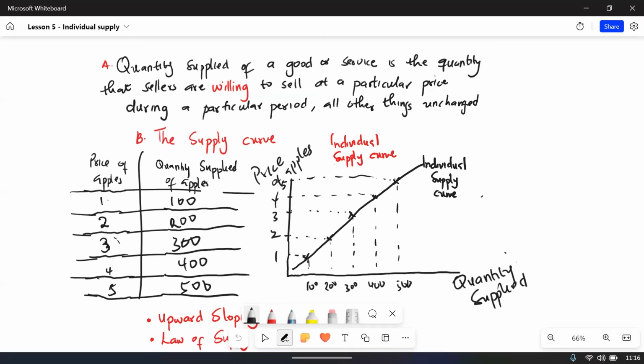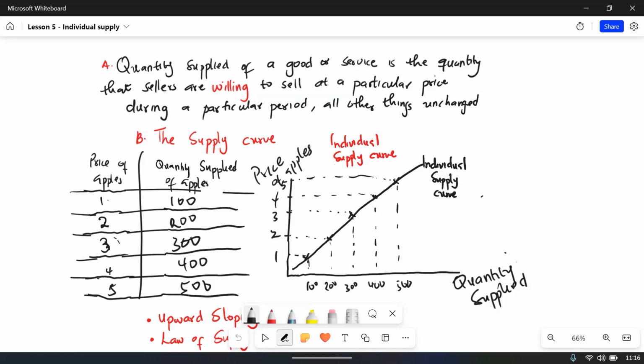Quantity supplied of a good or service is the quantity that sellers are willing to sell at a particular price during a particular period, all other things unchanged. Now, this relationship between quantity supplied and the price of a good can be represented by what we call the supply curve. To draw the supply curve, we need to know the price of the good and the quantity supplied of that good at each price.